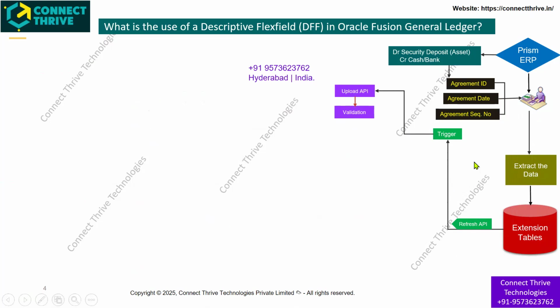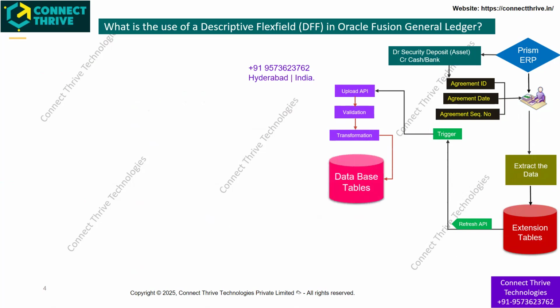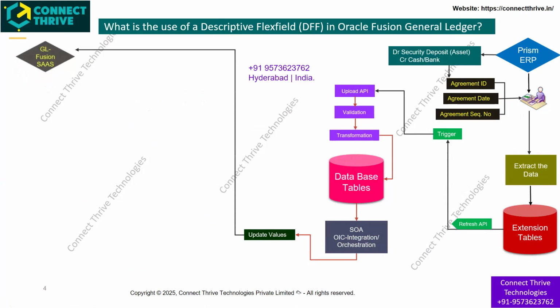Then automatically it will validate the data which we are extracting from Prism ERP. Then it will transform the data to our Oracle database table. From there again it will hit our integrations, an OIC server or ICS server, whatever it may be. OIC or Integration Cloud Service, we can say. ICS layer also we say sometimes. Then automatically it will update the value in our GL model.